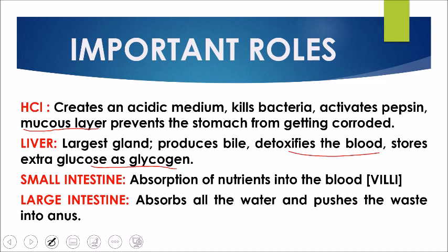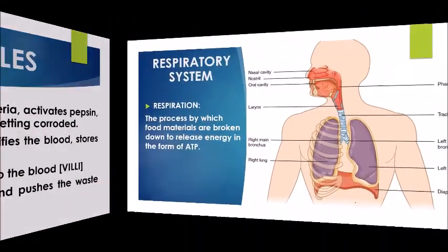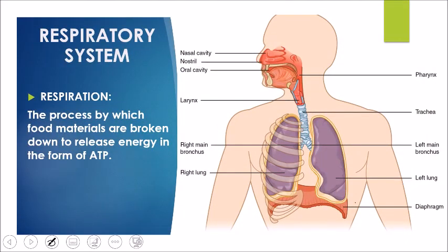And finally, the large intestine is also important because it absorbs all the water and pushes the waste into the anus for expulsion. So again, I'm repeating, the large intestine absorbs all the water. This has been asked, what is the role of the large intestine? So you need to write absorption of water and pushing the waste into the anus for expulsion or excretion. So that was about the digestive system.